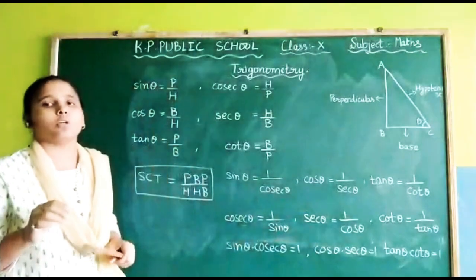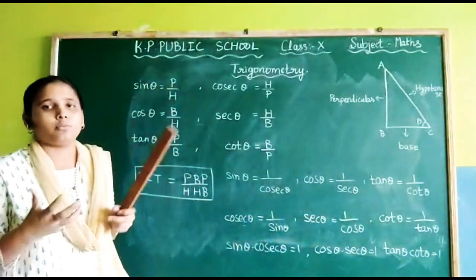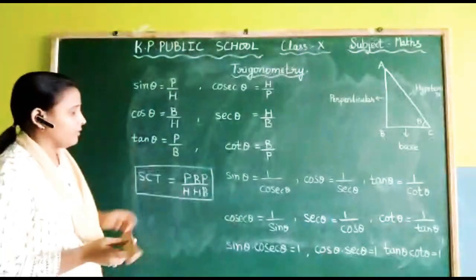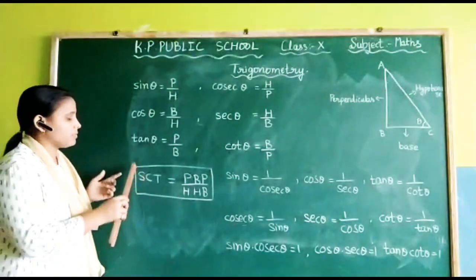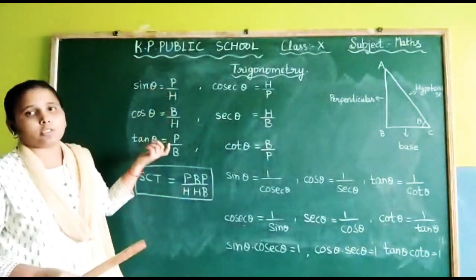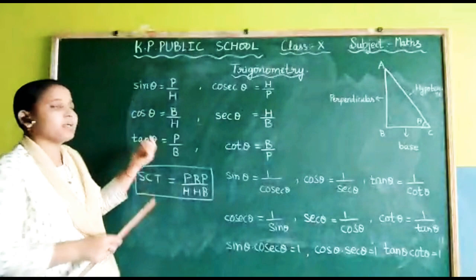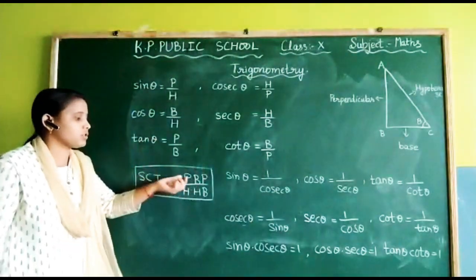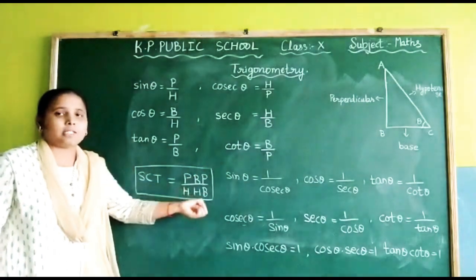So this formula, why I am telling you? I am telling you this because in sums you might get this formula. Okay, this formula may be needed in the sums. And one more thing, this is the shortest method to learn this. If you can't remember that sin equal to P by H, cos equal to B by H and tan equal to P by B, so learn this short trick, that is SCT is equals to PBP upon HHB.